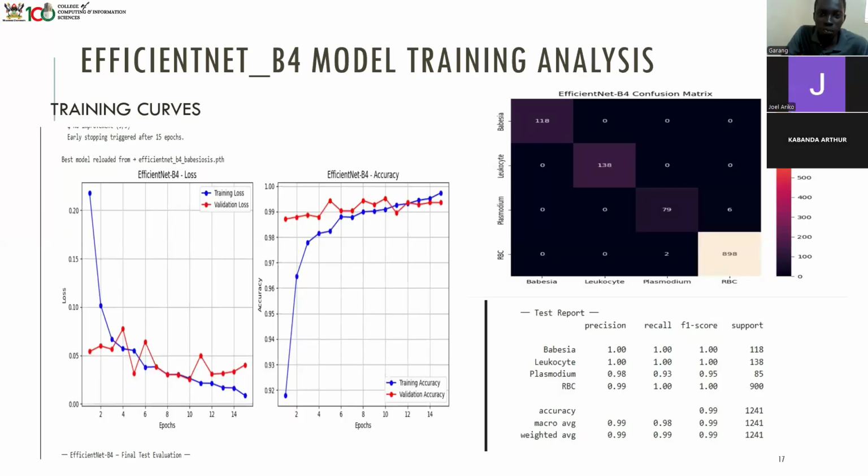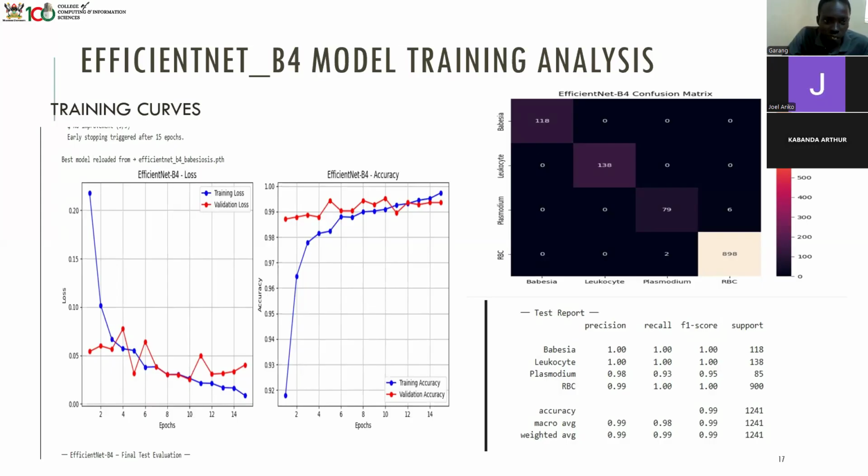I'll be taking you through the results we got from training our best model, which is EfficientNet B4. The first one shows the loss and the accuracy, for both the training loss and the validation loss. Then for the accuracy, we have the training accuracy and the validation accuracy.